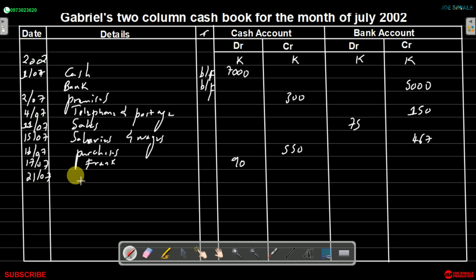Since this is the contra entry, we're going to start by writing the account that's going to be debited. So we're going to say bank stroke, and we're going to end with the account that is being credited, which is cash. So for the cash there, we're going to credit that amount, which is 250, and we're going to debit the same amount to the bank account, 250.